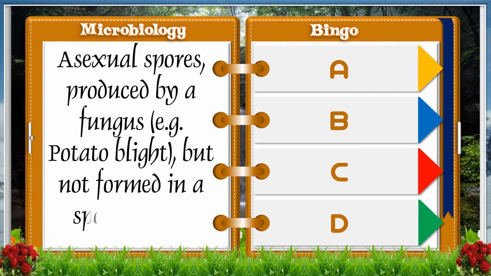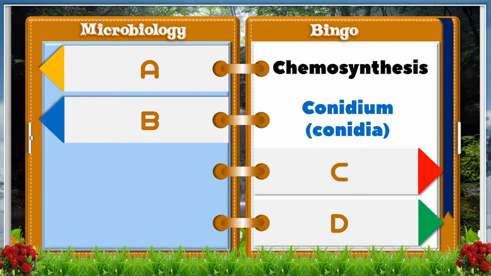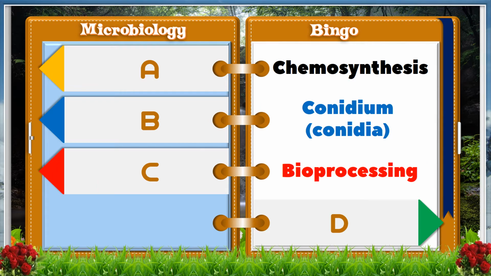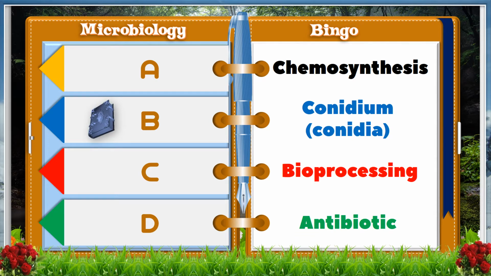Asexual spores produced by a fungus, for example, potato blight, but not formed in a sporangia. A. Chemosynthesis. B. Conidium. C. Bioprocessing. D. Antibiotic. And the answer is B. Conidium.